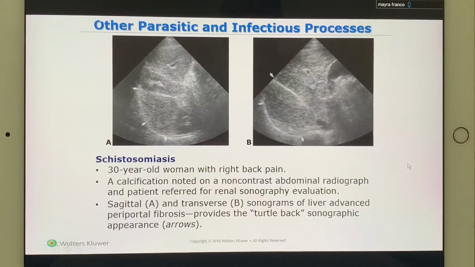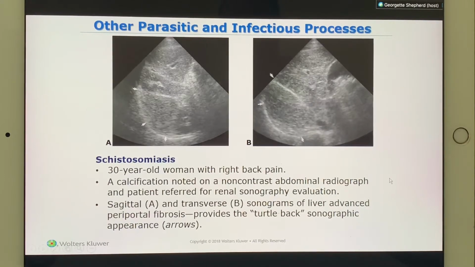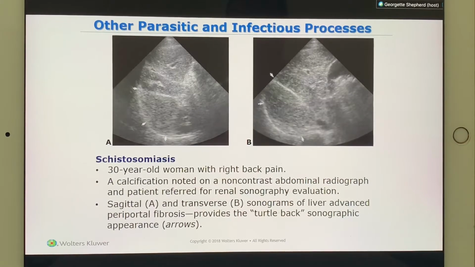A parasitic infection, schistosomiasis, and you can see that it has a turtle back sonographic feature. So they saw the calcifications on X-ray and sent her to ultrasound, and found out she had a parasite.